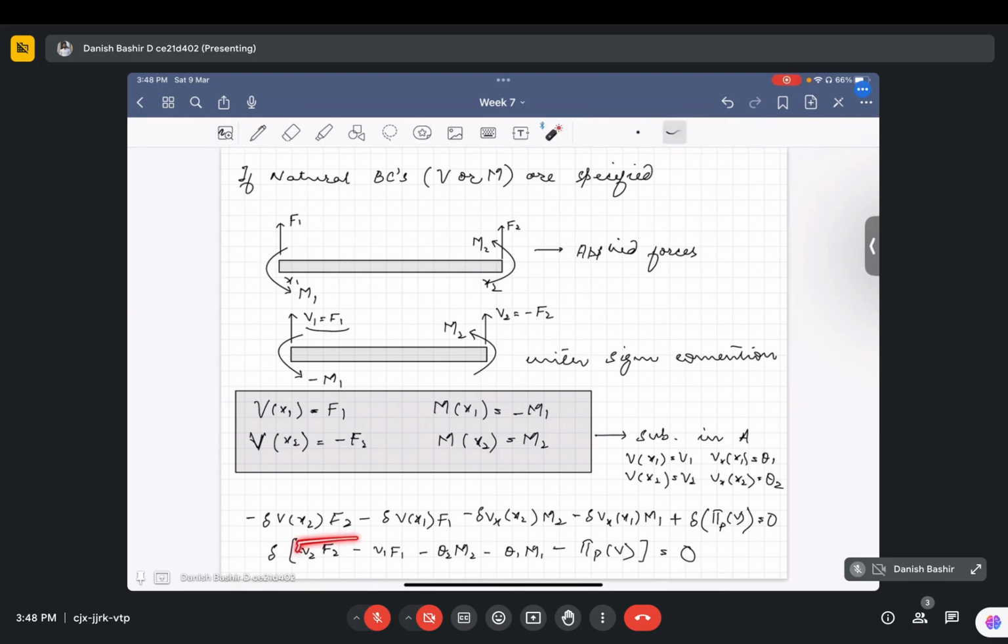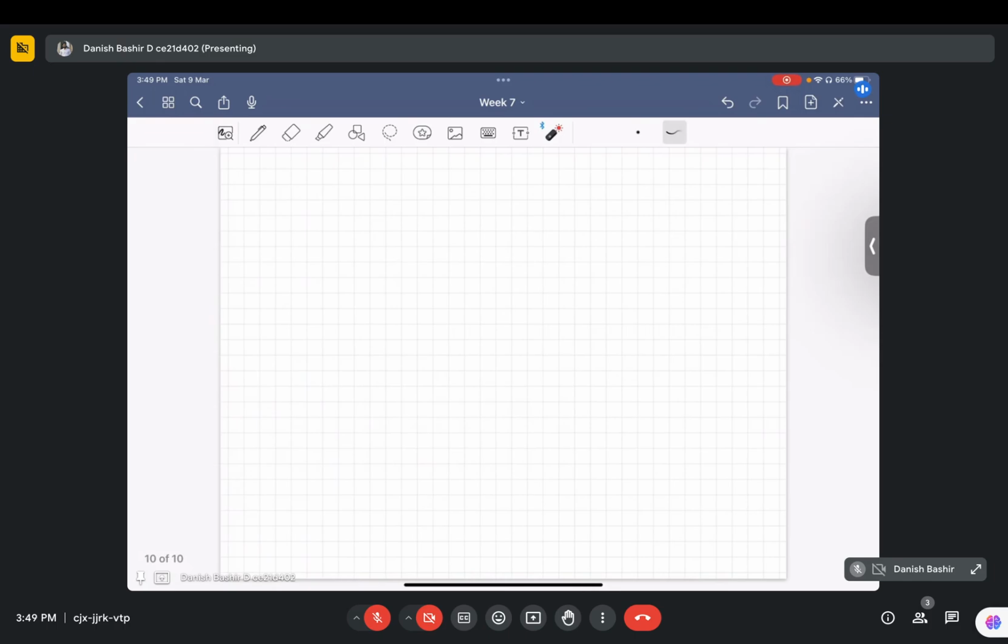So this is again the variation of something is equal to 0. So if natural boundary conditions are specified, our functional will become another pi p dash of v, which is the integral from x1 to x2 of 1 by 2 of e I v x x square minus q v dx, minus all this thing: v1 f1 plus v2 f2 plus theta 1 m1 plus theta 2 m2. Okay, this is our functional.